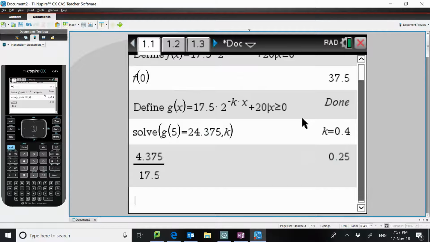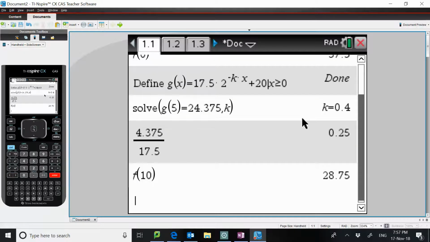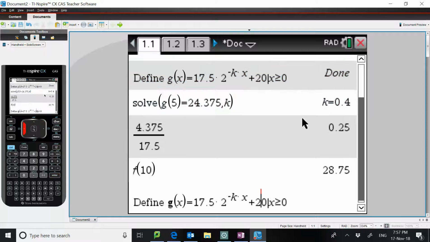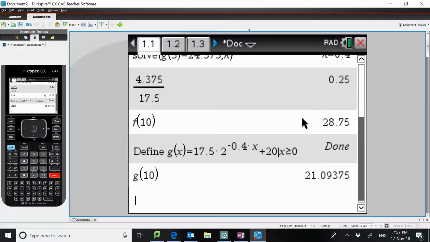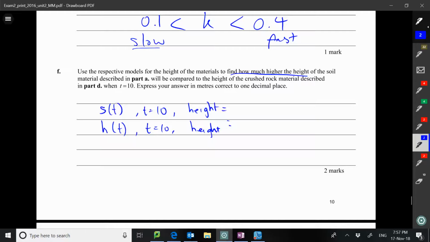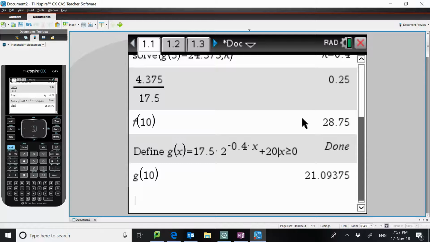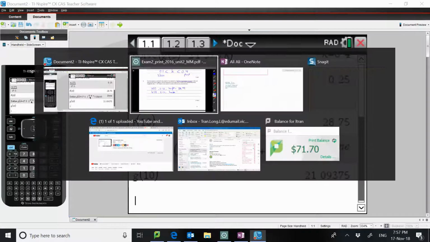So it's a long-winded way of saying f of 10 is 28.75, and then g of... Did I define it before? No, I didn't define g. I gotta define g. G was, we found this to be 0.4 for crushed rock. So g of 10 is 21.09375. So 28.75 is for the soil, which is the f of x, and then g of x, which is the crushed rock, which we worked out was 0.4 for k.